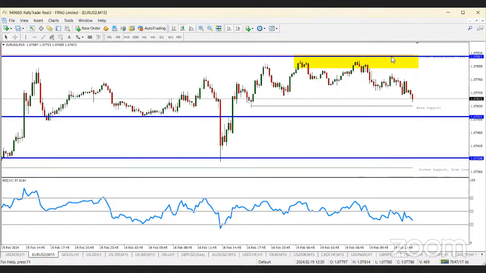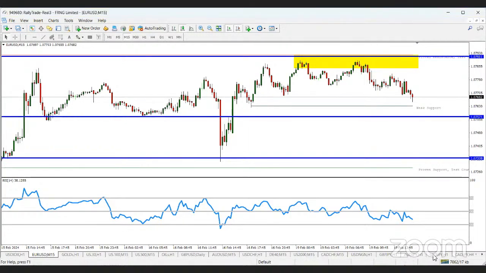My sell limit can be at 1.07910. If price closes below 1.07570, I can sell further to 1.07330. But if price cannot break this support here, I could have a sell limit at 1.07910. Okay, so move on from there.